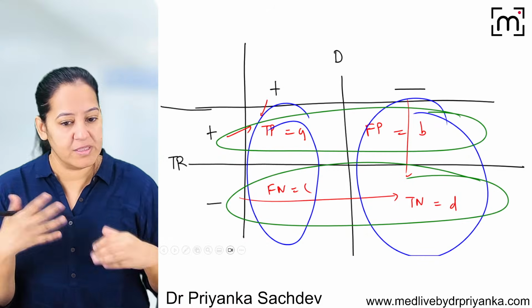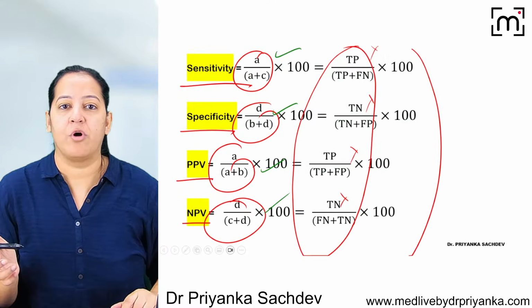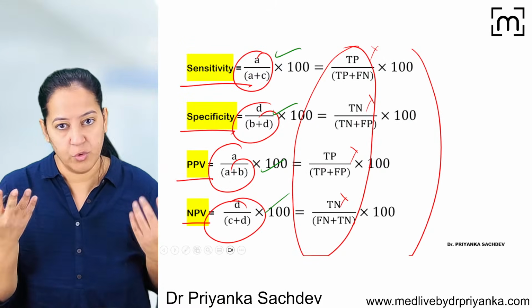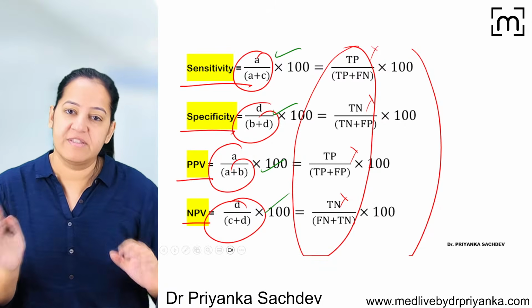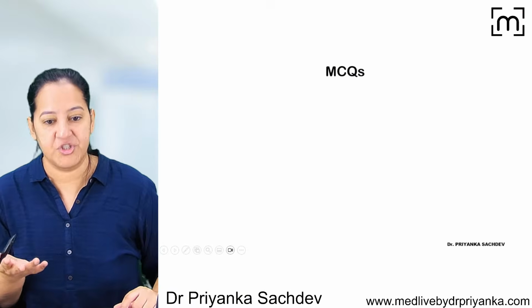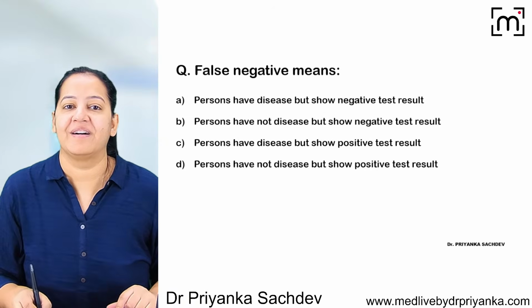Now, if you know the 4 formulas, you can always replace in terms of true positive, true negative. You know the 4 things and you can always tell me which is directly proportional, which is inversely proportional. That's it. We will solve some questions for your practice. See the question and tell me the answer.